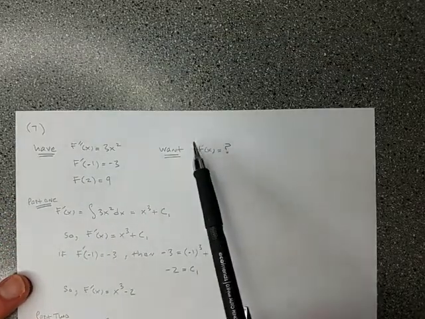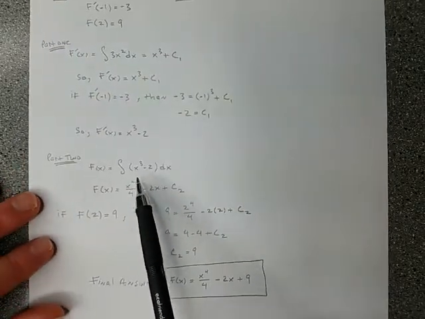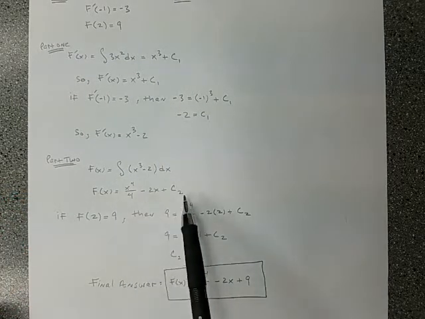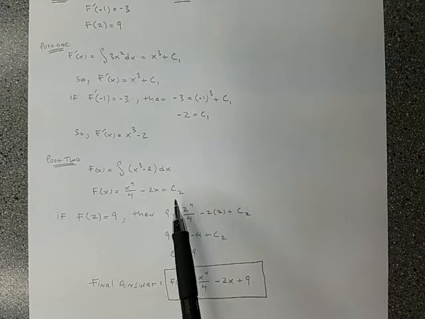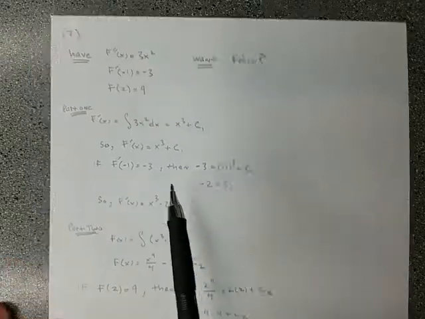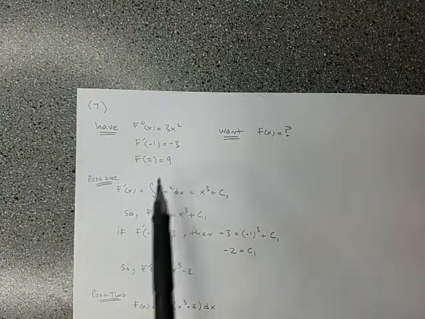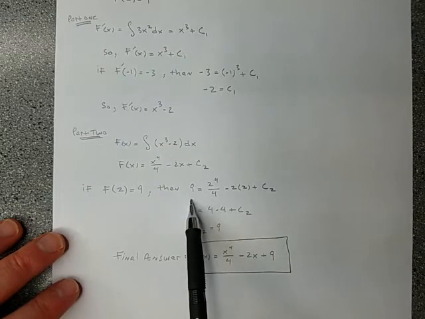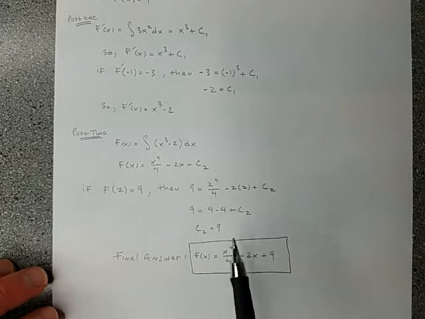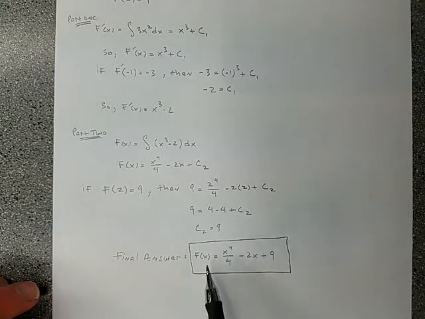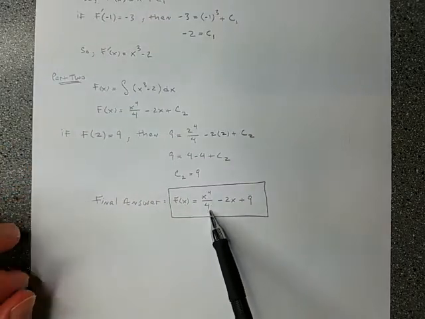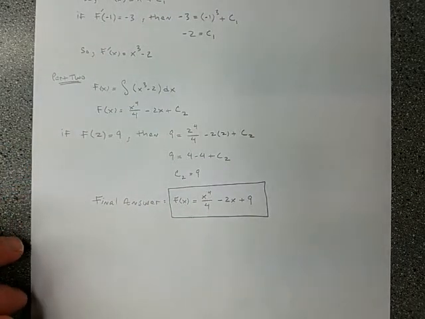Now I want to go all the way back to f. The antiderivative of f prime is f. So I do that. Again, I get a constant, as we always get that constant of integration. And I was told that if I put 2 into the function f, I get 9 back out. So, 9 out and 2 in. That's enough information to solve for the constant c2. And I get c2 to be 9. And so my final answer for this function is x to the fourth power over 4 minus 2x plus 9.